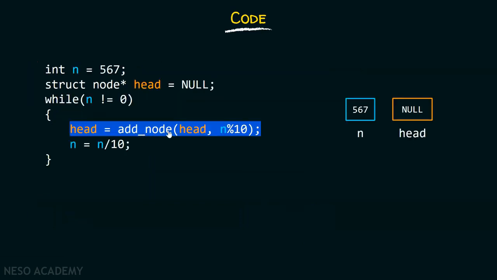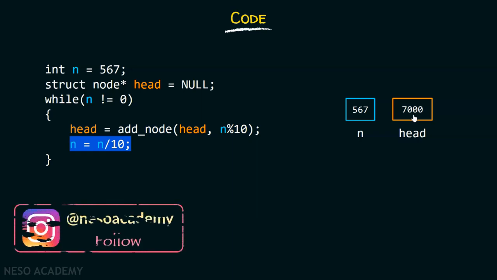And here this add node function will receive that head, and here this pointer will receive that address, and we can clearly replace this by the address 7000. After this, the n must be divided by 10, right? We must divide this number by 10. We'll get 56 after this operation, that is, n equal to n divided by 10. And then we will check this condition: is n equal to 0? You can clearly see that n is not 0 right now, n is 56.